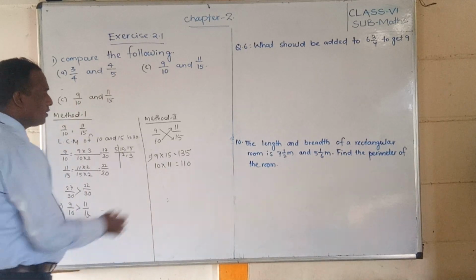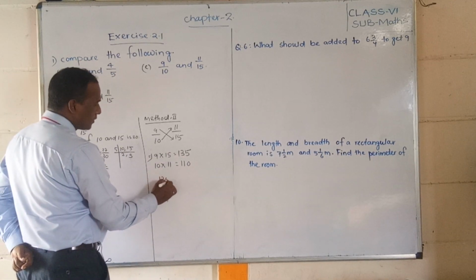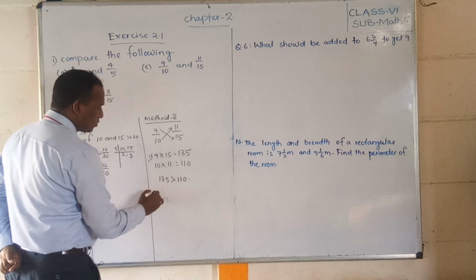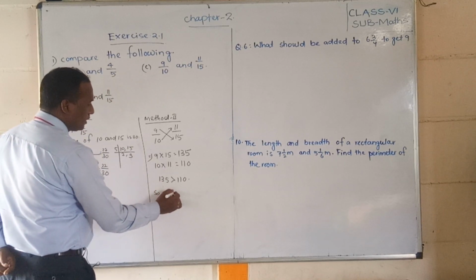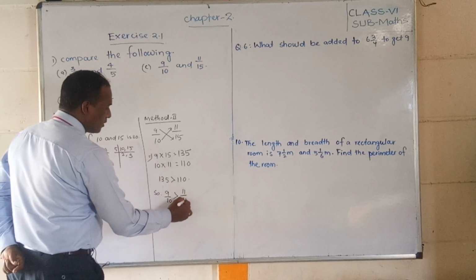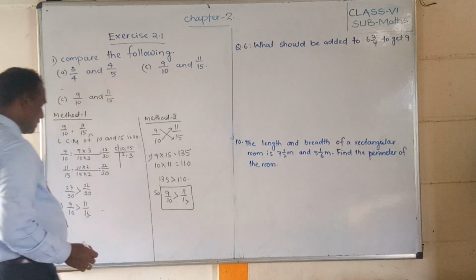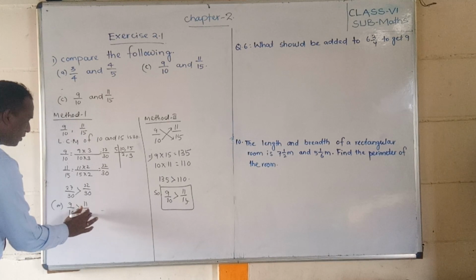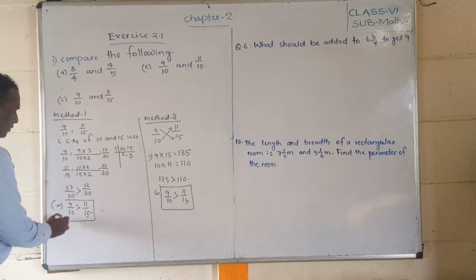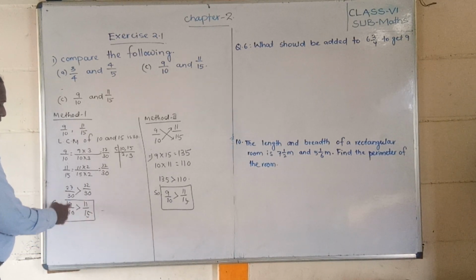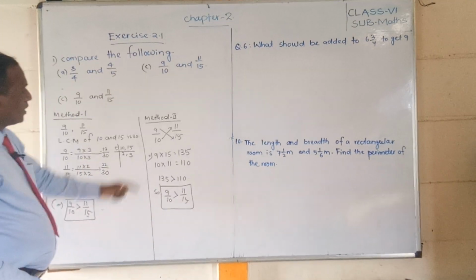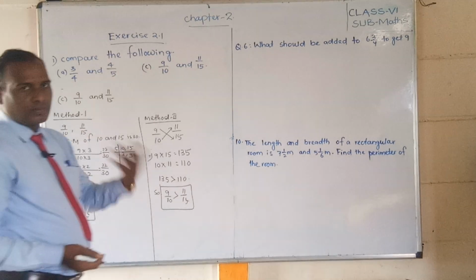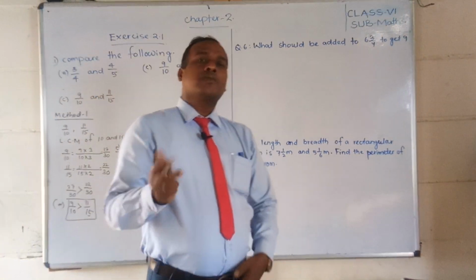So which one is greater? Now 135 is greater than 110. So what can we write? Hence 9 by 10 is greater than 11 by 15. So this is our answer. Here, students, we had 9 by 10 and 11 by 15, and 9 by 10 was greater, we found. So now, students, how to compare that? Like this way you can do. First of all, make them like fractions, then make equivalent fractions, then do the comparison.